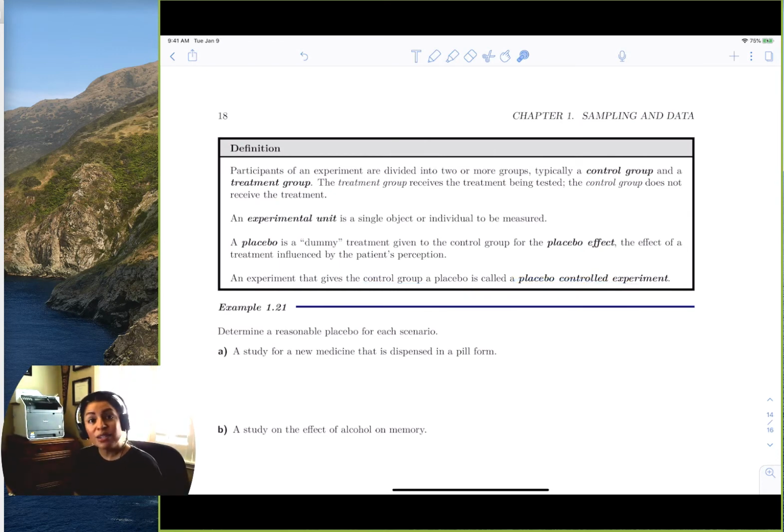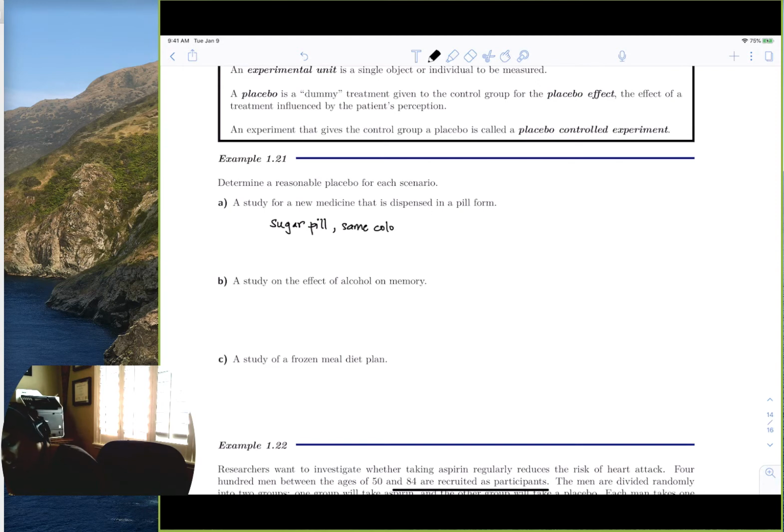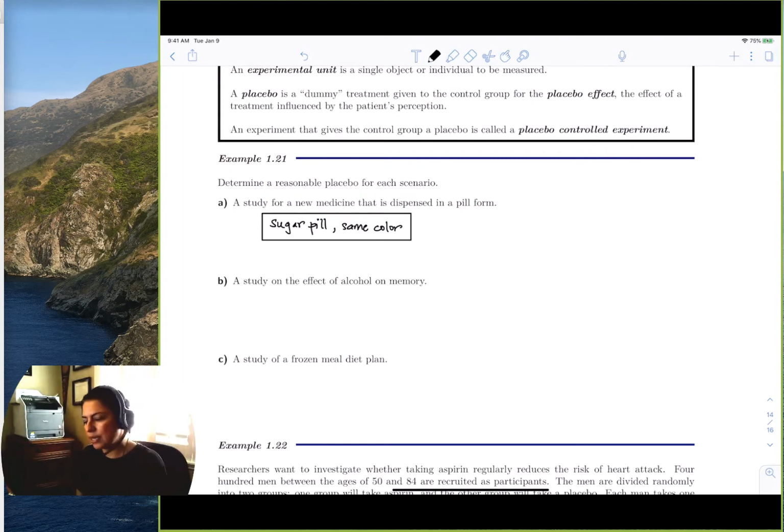Okay, so let's go ahead and determine a placebo for each scenario. It's not always a pill form, but sometimes it is. So this one would be what we talked about, right? A new study for medicine that's dispensed in pill form. So we would just go ahead and use what I had mentioned before, like a sugar pill. So I would definitely just use a sugar pill, right? And then make sure it's the same color as the treatment pill, right? Because the point is to not have a placebo effect, right? We want to make them look identical.